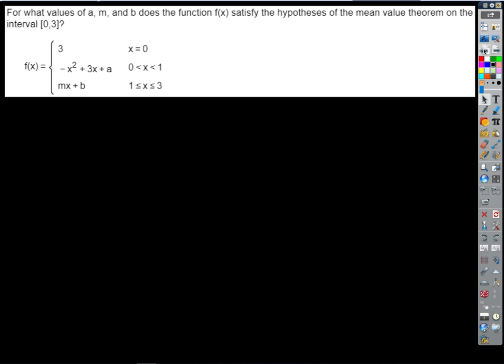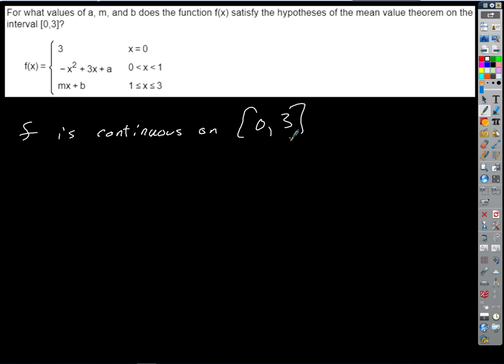Right? So once again, we're just thinking about what are the two criteria. It's got to be continuous, right, on the closed interval. Right? It's got to be continuous on the closed interval from 0 to 3. Okay? So for this thing to be continuous, all three parts of this piecewise function have to meet up.